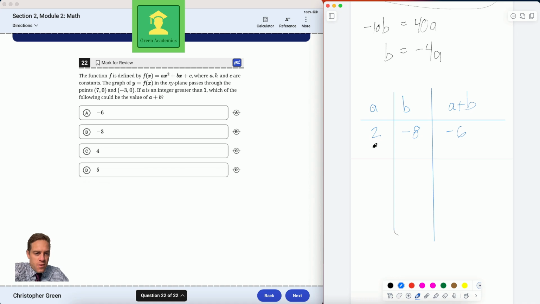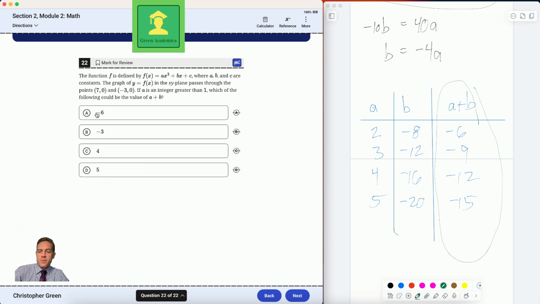Then if a was 3, b would be negative 12, which would give you negative 9. And then if a was 4, b would be negative 16, which would give you negative 12. And then if a was 5, b would be negative 20, which would give you negative 15. Yeah, and you can see the pattern of what the possible values are for the sum. It's negative 6 counting downward by 3. So the only acceptable answer is A.